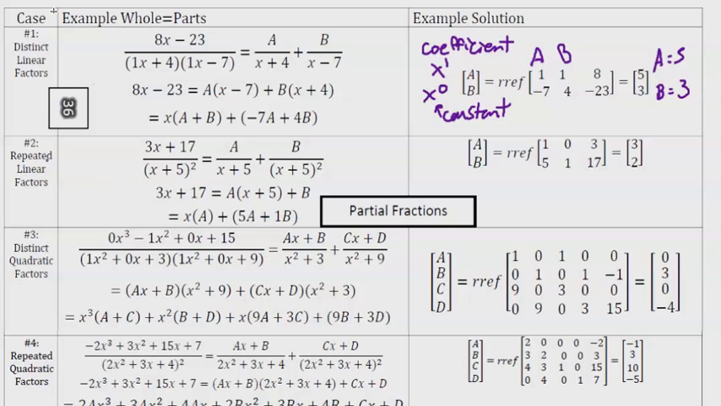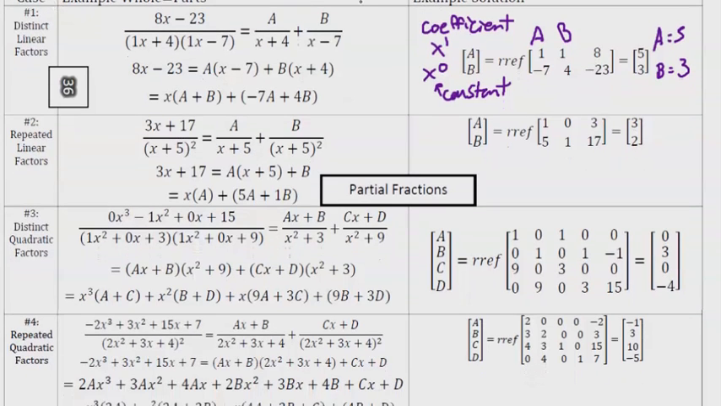Let's look at the next one, repeated linear factors. We have 3x plus 17 all over x plus 5 squared equals a over x plus 5 plus b over x plus 5 squared. So we want to get rid of the denominators. So we'll multiply each of these 3 terms by x plus 5 squared. So we have 3x plus 17 left on the left side of the equation. A is going to have one of the x plus 5s left, and then b doesn't have any of them left because they all canceled.